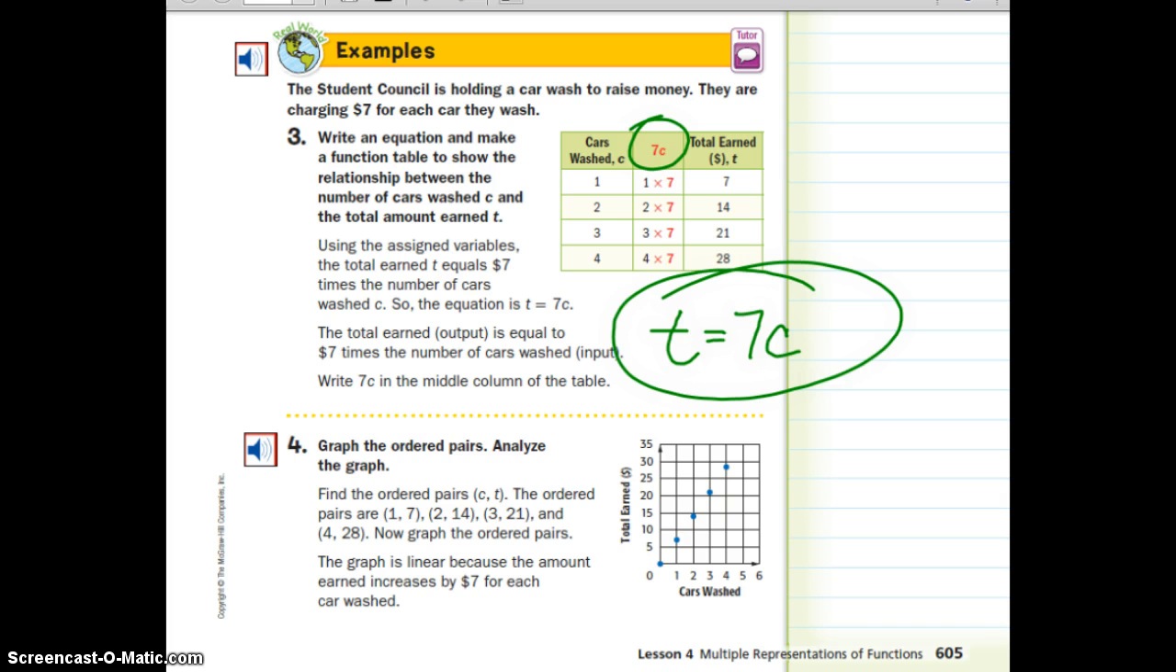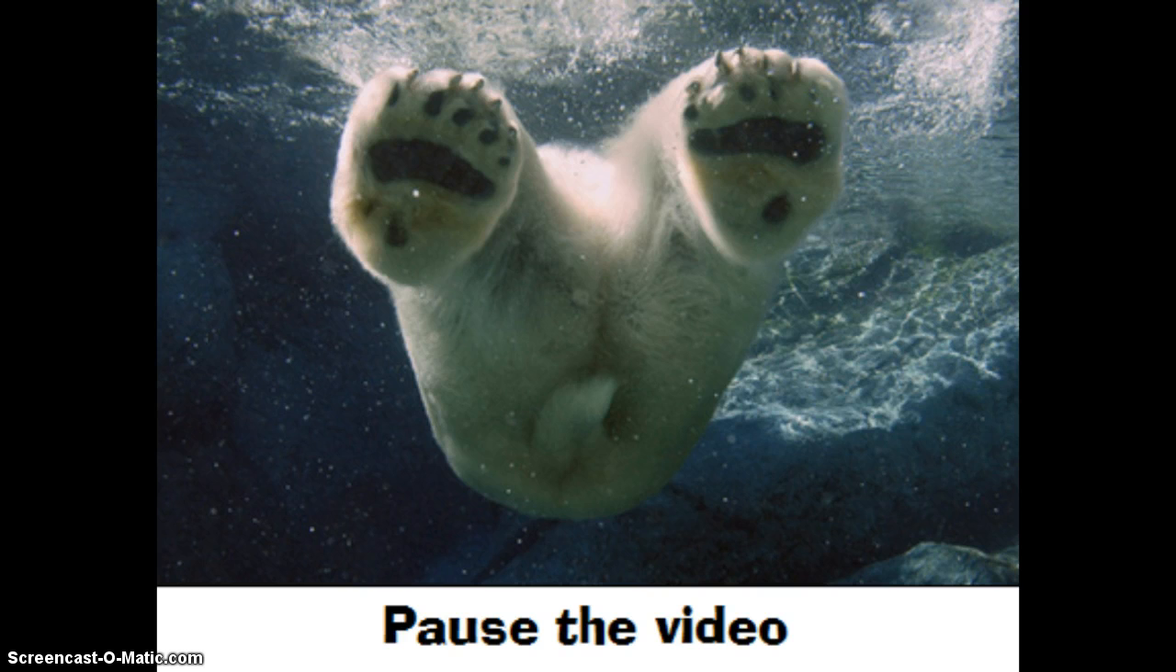When we graph our ordered pair, 1 is to 7, 2 is 14, 3 is 21, 4 is 28. We make a line. It is a linear function. Turn the page. Pause the video!